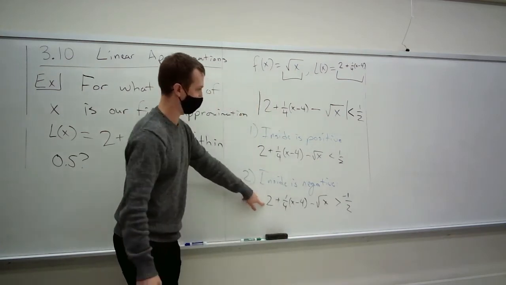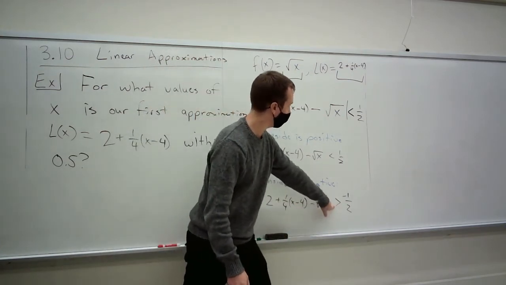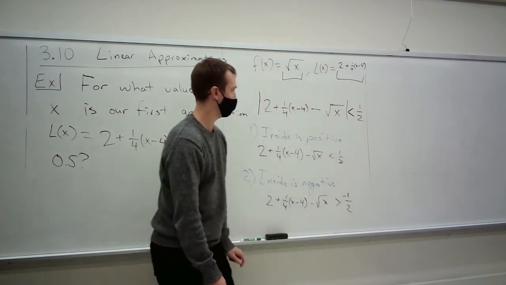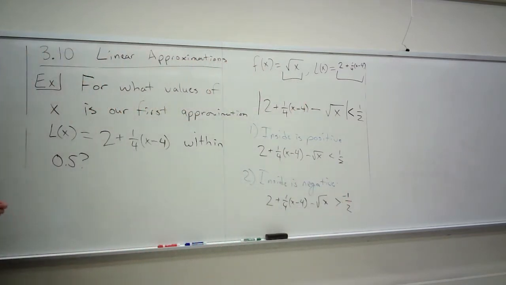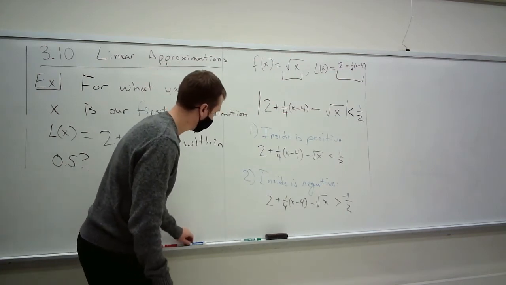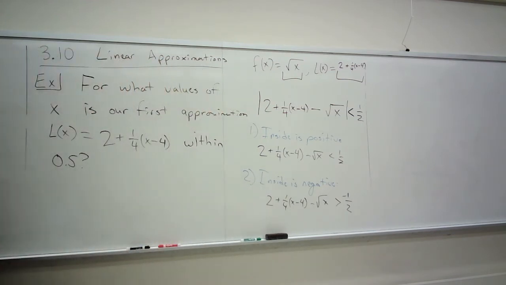So it's the same inside, but now bigger than instead of less than, and bigger than negative of this instead of the positive of it. So there's two inequalities to solve. One if the inside is positive, one if the inside is negative.